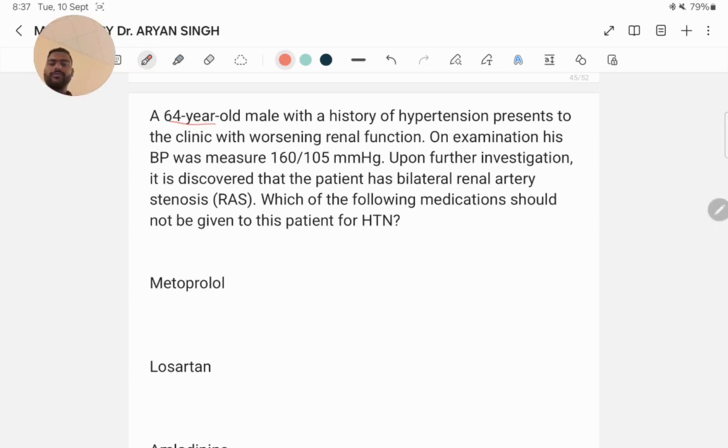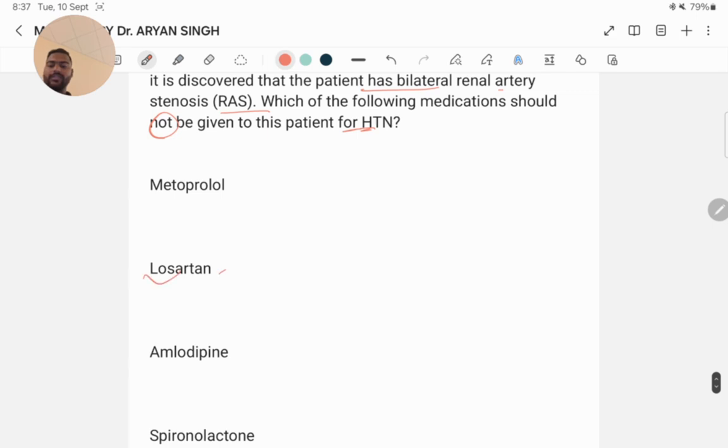A 64-year-old male with a history of hypertension presents to the clinic with worsening renal function. On examination, his BP was measured 160 by 105. Upon further investigation, it is discovered that the patient has bilateral renal artery stenosis. Which of the following medications should not be given in the patient for hypertension? Losartan is not given.